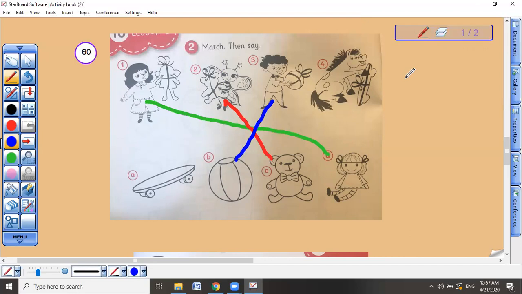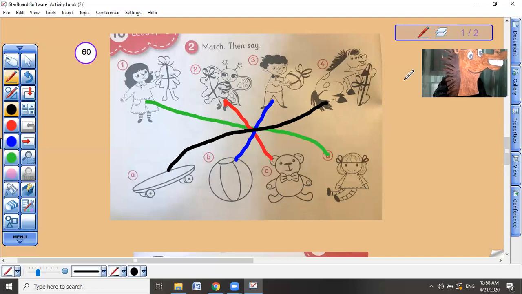Now, what do we have here? Who's this? Horsey. And Horsey has got a present. Do you know what's his present? Is it a ball? No. Is it a teddy? No. Is it a doll? No. Is it a skateboard? Yes. Excellent. So Horsey has got a skateboard.